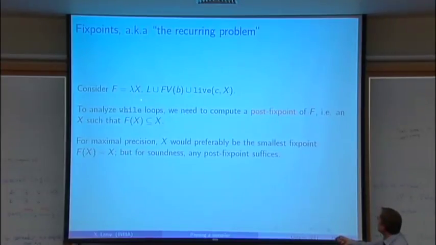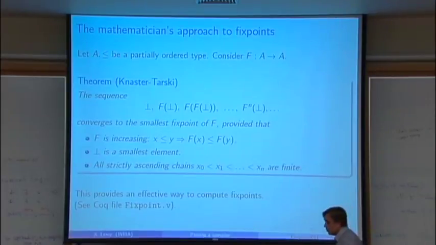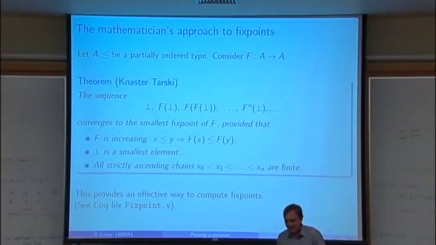And that corresponds to taking the fixed point of this functional, if I may say so, so basically a function from sets of variables to sets of variables. A fixed point would be best for maximal precision. For correctness, it suffices to get a post-fixed point, something such that f of x is included in x. And there are basically two ways to go about computing fixed points: the mathematician's approach, and the engineer's approach. We are going to see both today.